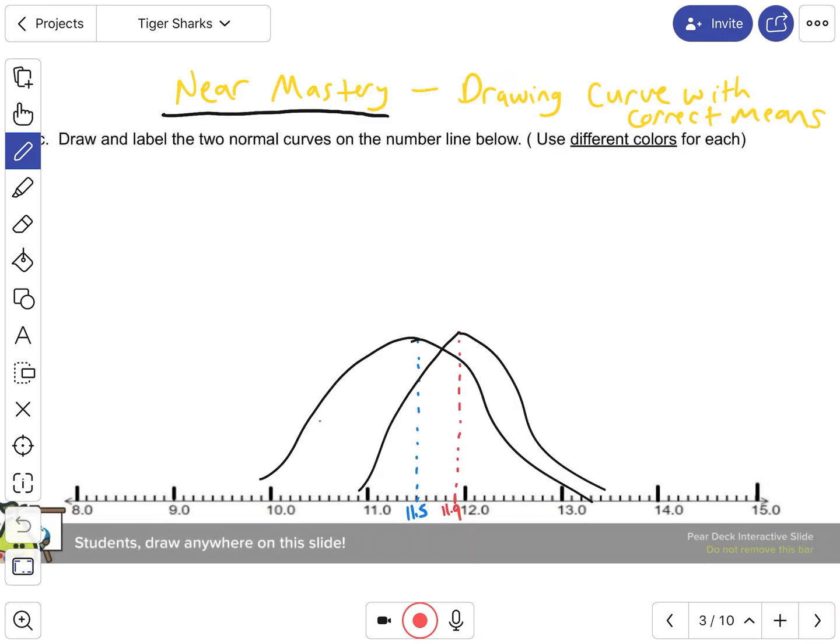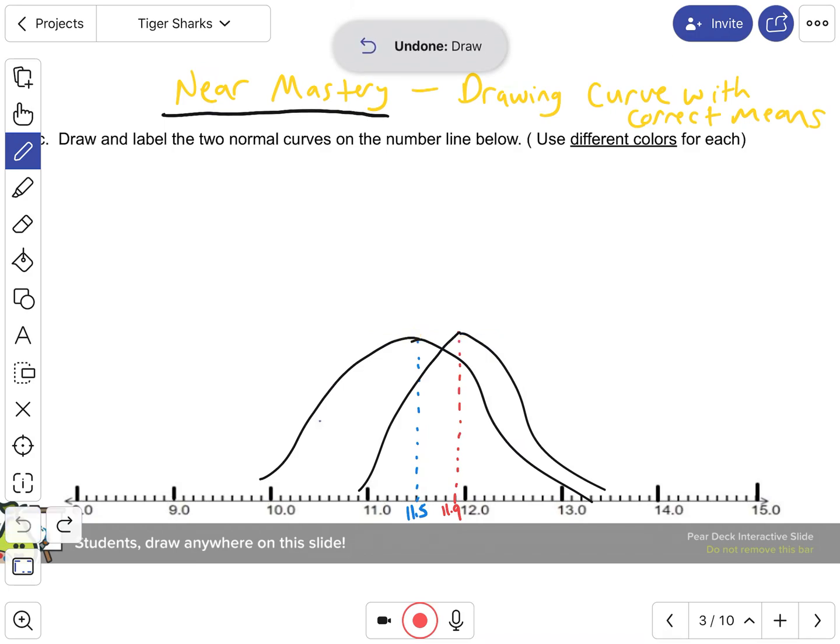If these obviously are both kind of spread out the same, or more importantly, notice the peak of them, they're basically at the same peak level in terms of height.